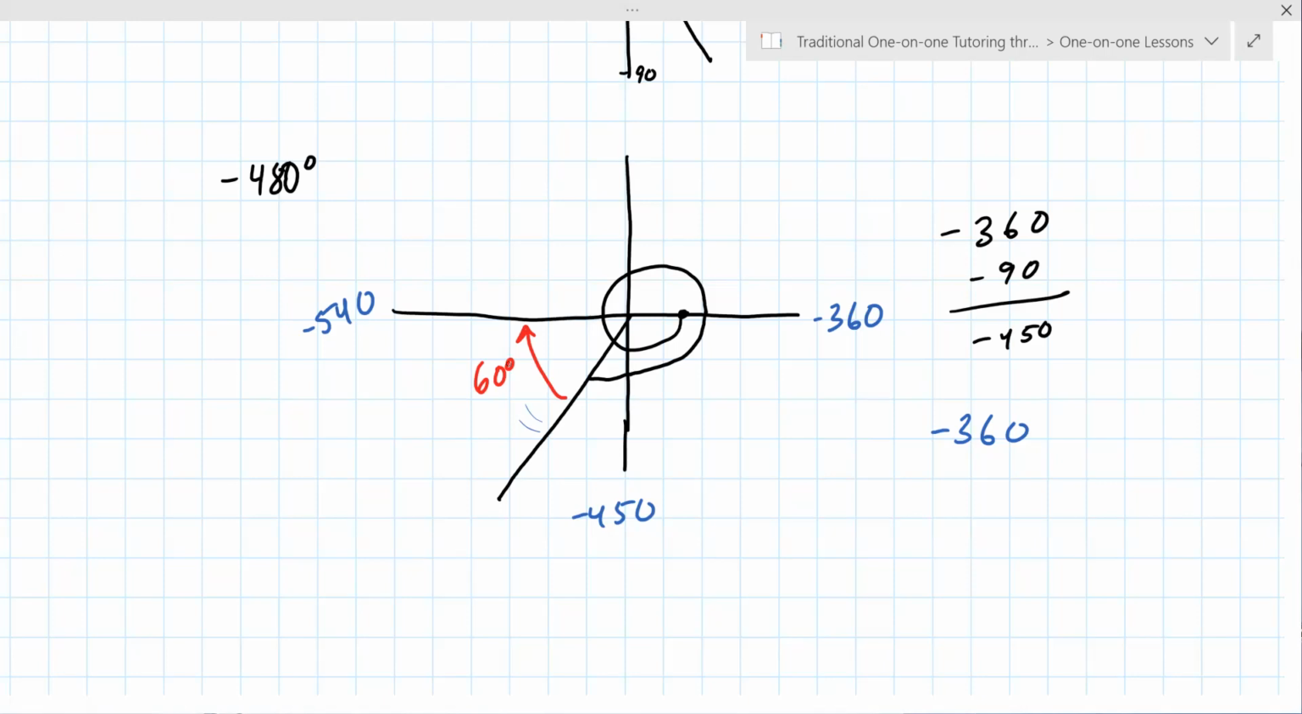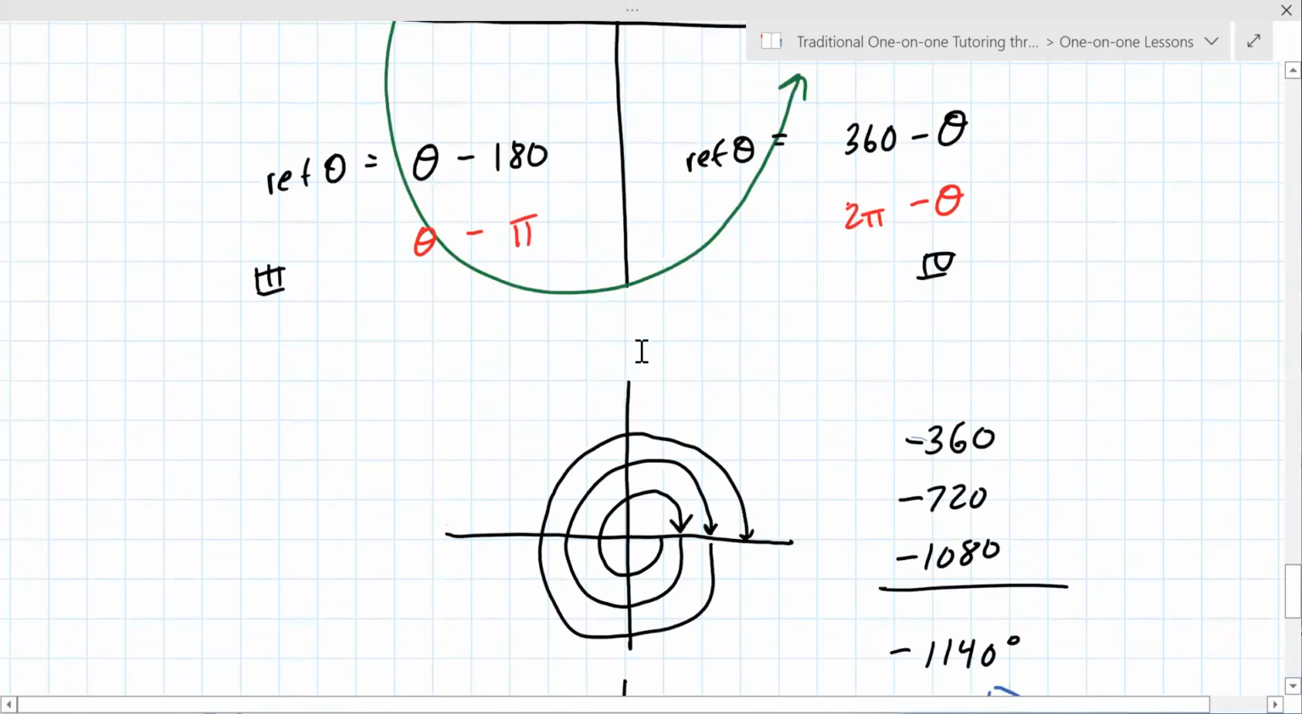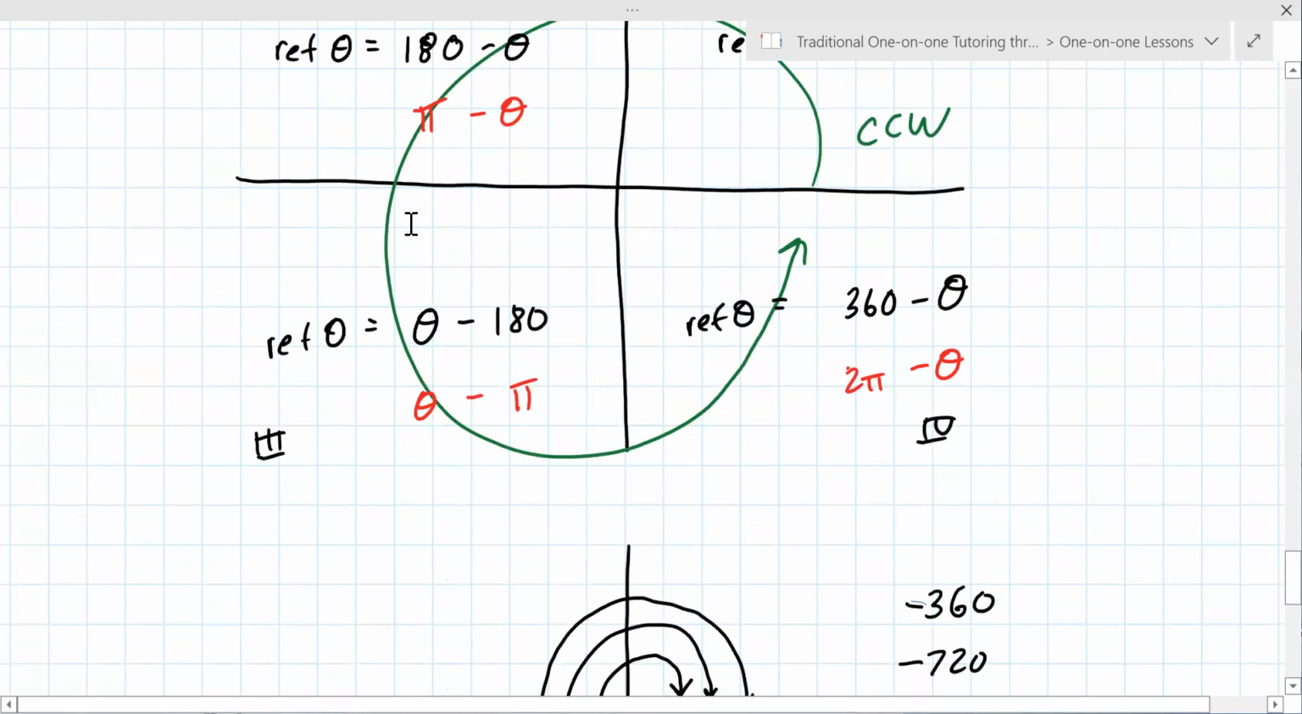Does the negative have any formulas like the positives do? Yes, but they're much more confusing, which we can do if you would like them. But you also have the issue that these formulas only work if the angle is between 0 and 360. If it's like 720 or 750, you have to first make it a reference angle, and then you can get it. Okay. That's good to know.